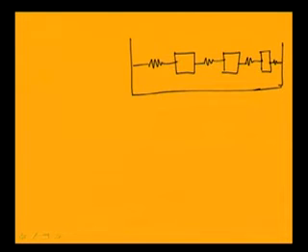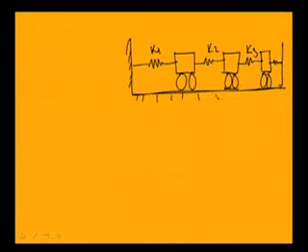So, this is K1, this is K2, this is K3, and the system is supported on some wheels. Okay, so the system has this mass m1, this is mass m2, and this has mass m3.